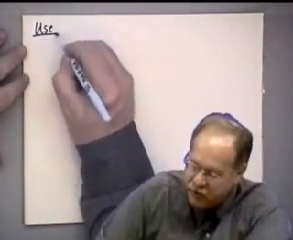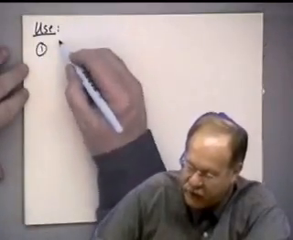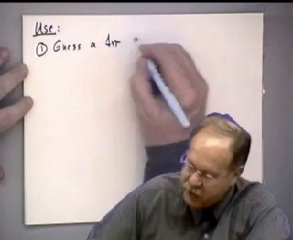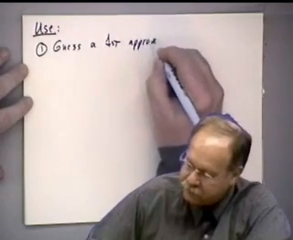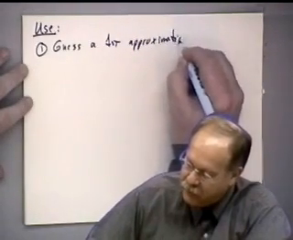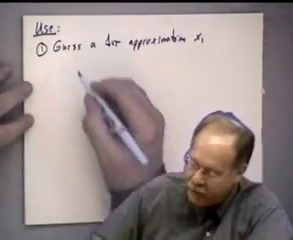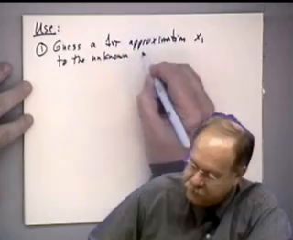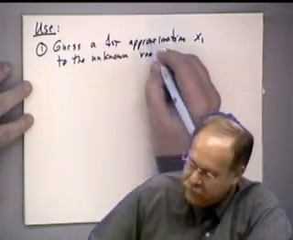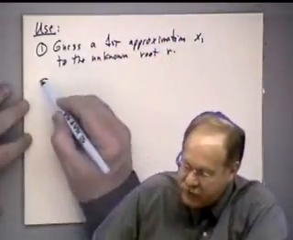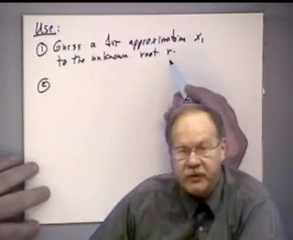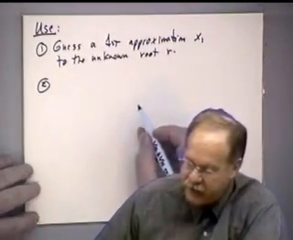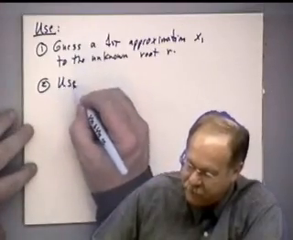So here is the use. As I just mentioned, 1, you want to guess a first approximation, and we call that first approximation x sub 1, to the unknown root r. How do you do this? By any means at your disposal. Perhaps you draw a picture of the graph and you see roughly where it's crossing the x-axis and use that as your guess. Any way will be fine.